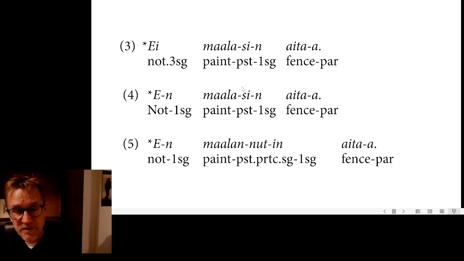No Finnish speaker will accept this and never use this sentence except by mistake. If they read this kind of text, they will immediately correct it. They react strongly by saying that this is not right. Ei maalasin aitaa, not possible.